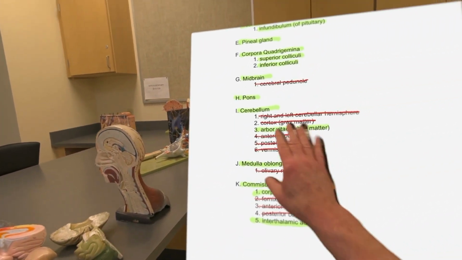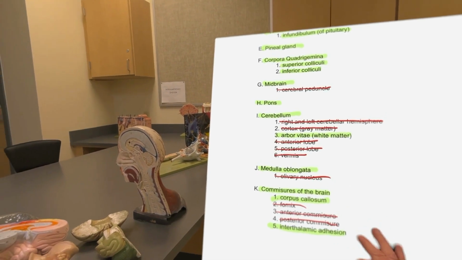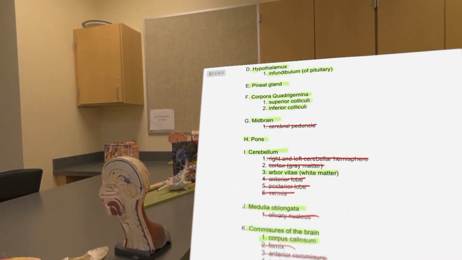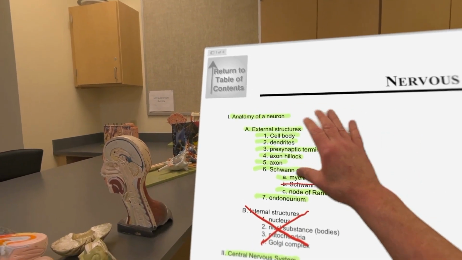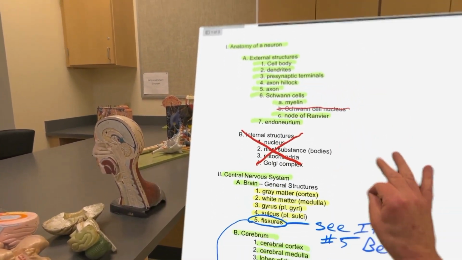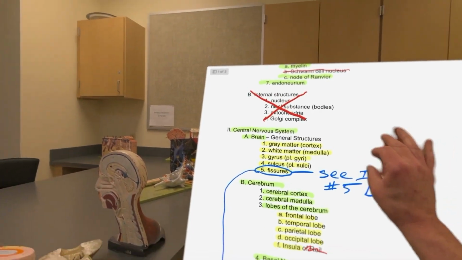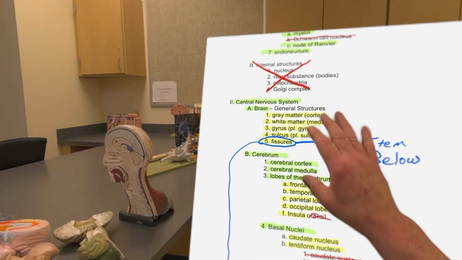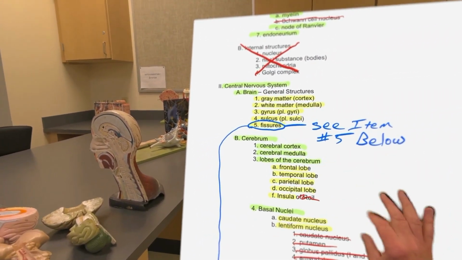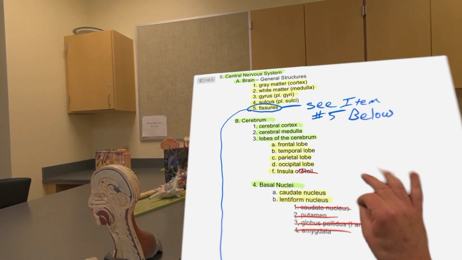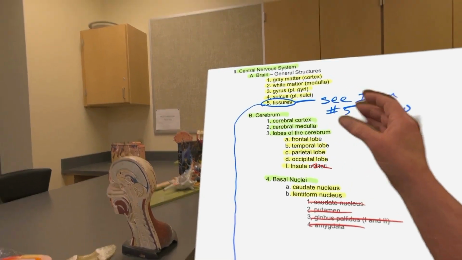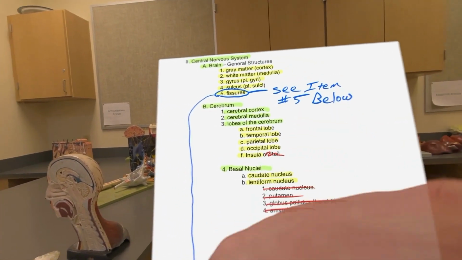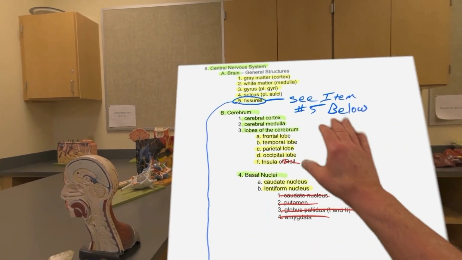So sorry for kind of going a little bit sideways and missing out on cerebellum, but I got you covered now. Let's just double check and make sure we didn't miss anything. Anatomy of a neuron, we got all that stuff. Central nervous system, brain, we got gray matter, white matter, we got gyrus, sulcus, fissures. We discussed them farther down. Cerebrum, we discussed cerebral cortex and medulla. That would be the white part and the gray part. Actually, the gray part and then the white part. We also discussed all the lobes.